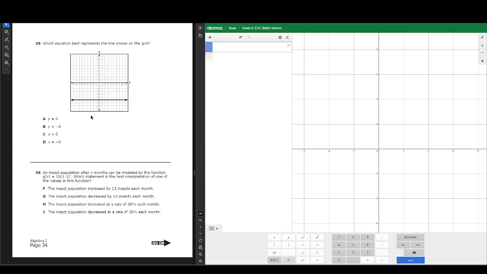Clearly, the knowledge we should have here is that horizontal lines come in the form of y equals blank because the y value never changes. And we can see that on this graph, the y value is always -6.